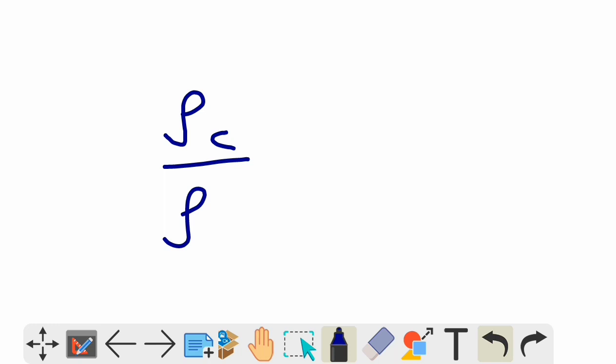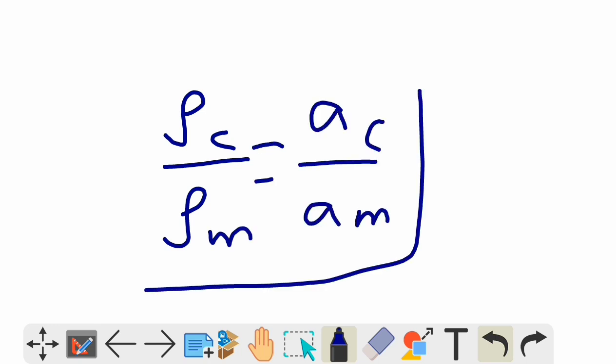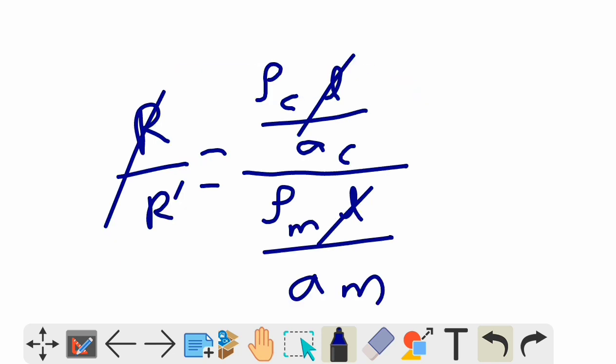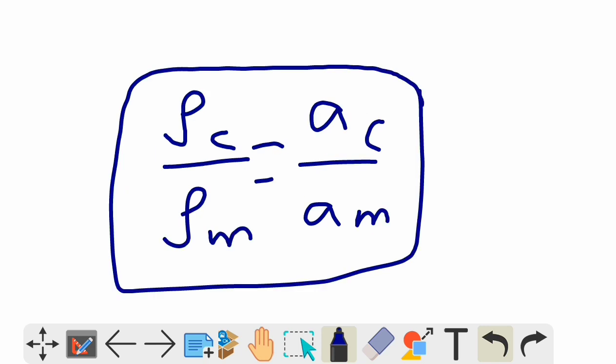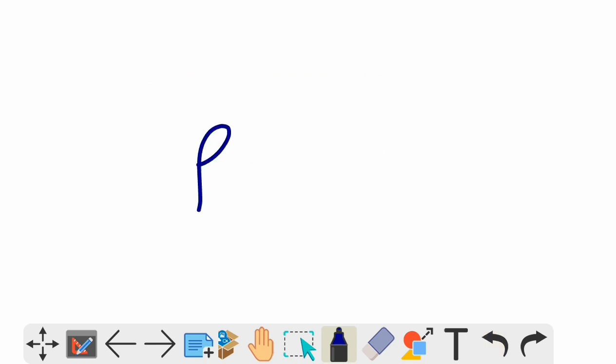Rho C by rho M equal to AC by AM. This is the relationship you will get from here. Otherwise, without cancelling here itself, you can first take it into the proper ratio formula and then cancel it. Understood? However you like, you can do it because here R by R will become 1. That's why I have taken this one. Now, according to this relation, we got rho is directly proportional to area.